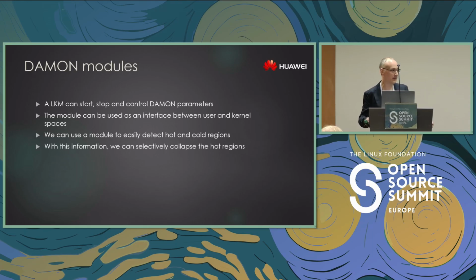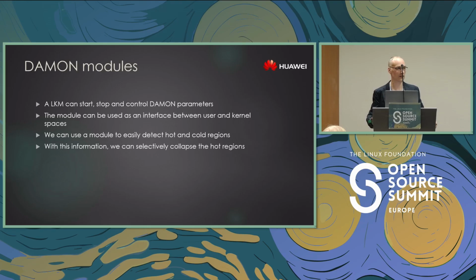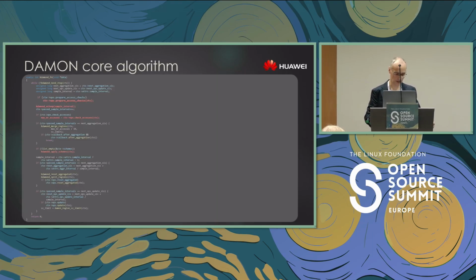Now, Damon has some very interesting stuff. Some of the kernel functions are exported, which means that you can effectively create a Linux kernel module which can control Damon. It can activate it, deactivate it. This kernel module has access to exported functions in the Linux kernel as well. So we can have a module that can interact with user space, with part of the kernel space, and control Damon.